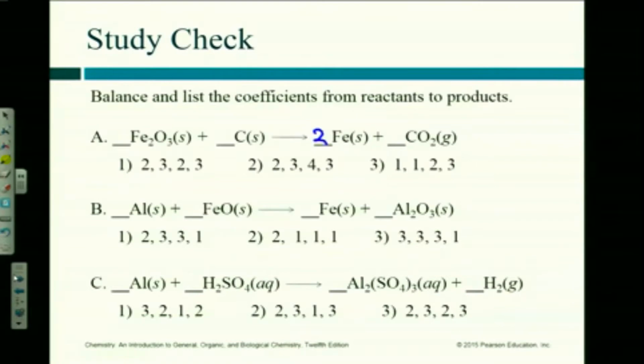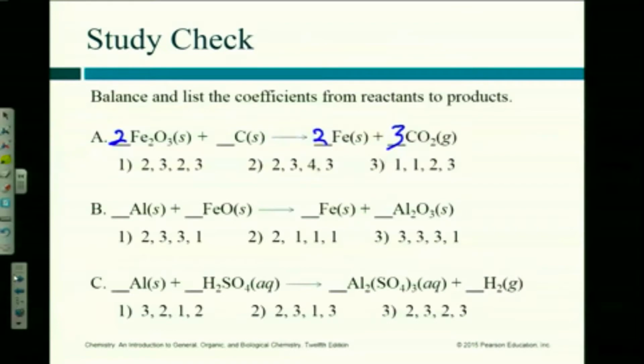Oxygen, 3 and 2. How do I make 3 and 2 agree? 6 will get them to be the same. Because I can't make 2 into 3 and I can't turn 3 into 2, can I? But I can make both of them be 6, right? Everybody knows how to do that, right? Yeah. Lowest common multiple. So I'm going to put a 2 here and a 3 here.